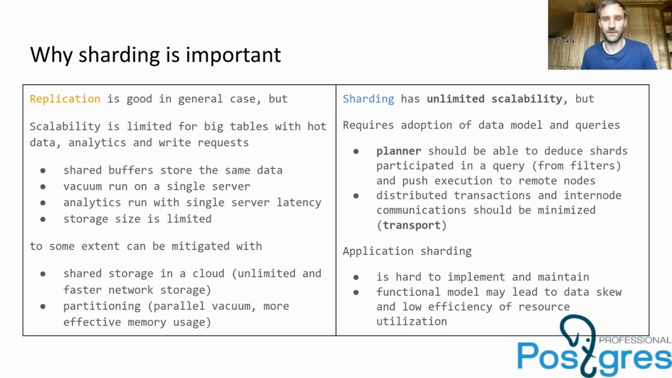There are several reasons for this, and I mentioned some of them. For example, shared buffers with replication store the same data. Vacuum process run on a single server. Analytics queries cannot run in parallel, and storage size is limited. To some extent, these limitations can be mitigated with shared storage in the cloud. It has unlimited size, and with fast network it can give more IOPS, but we still have a single server and still limited by its CPU resources, for example.